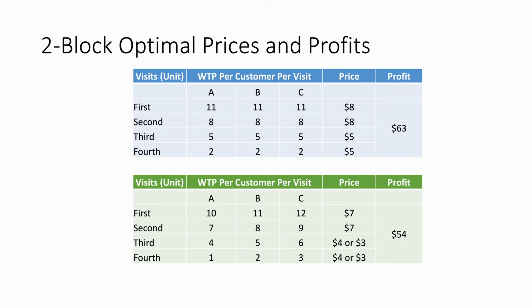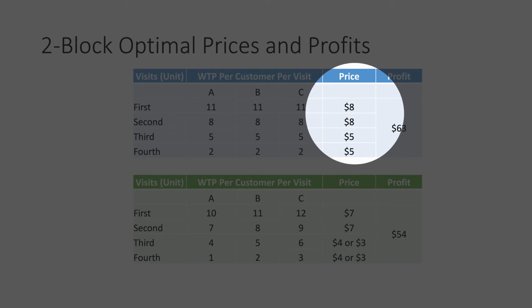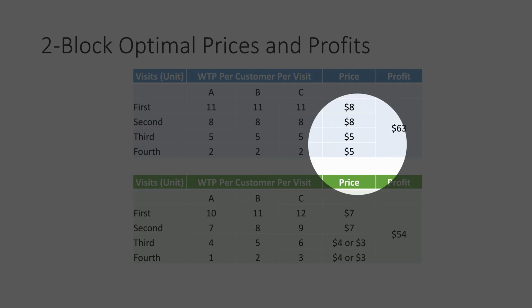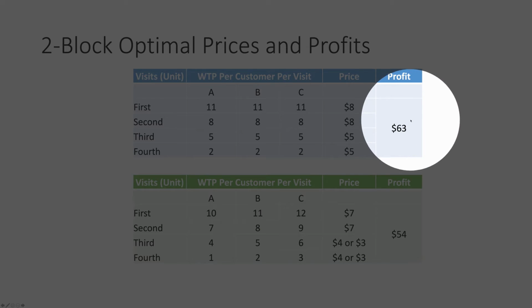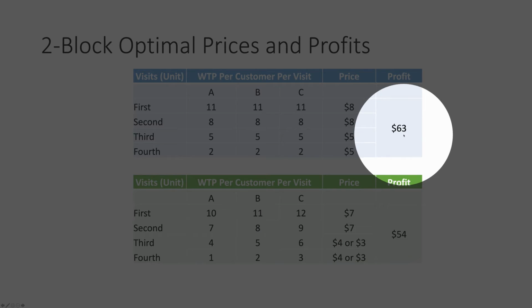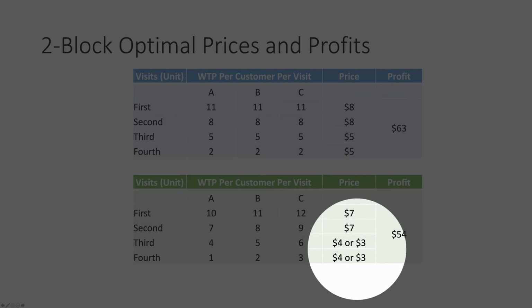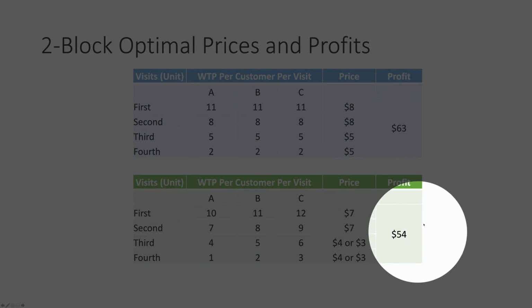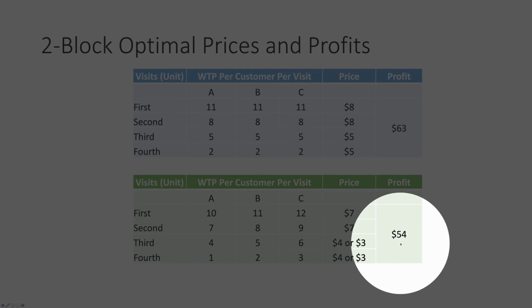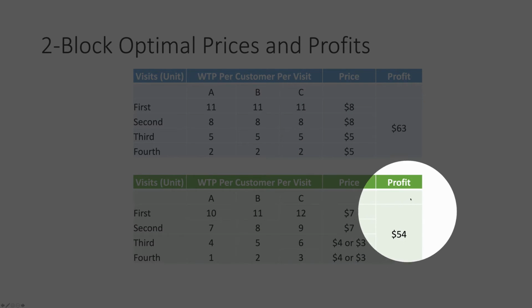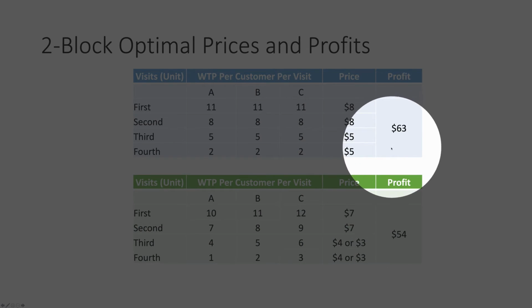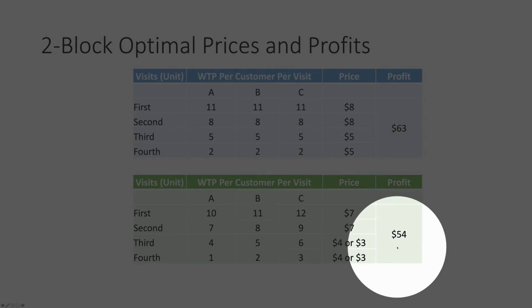So let me summarize the quantity discount with 2 price levels. When customers are all the same, we charge $8 for the first 2 visits, $5 for the third and fourth visits, and the total profit is $63. When customers are different, we charge $7 for the first 2 visits, $4 or $3 for the third and fourth visits, and then the total profit is $54. If you remember the profits we got earlier, these profits are higher than when we charge a single price.